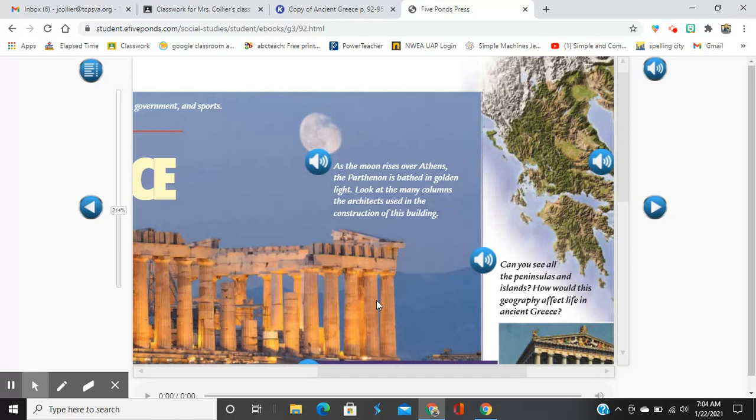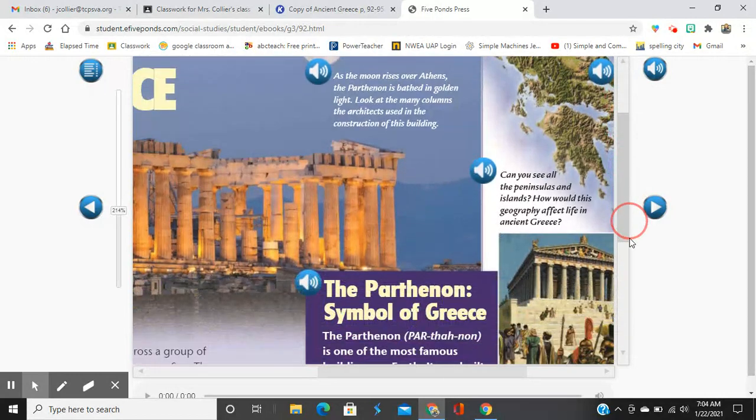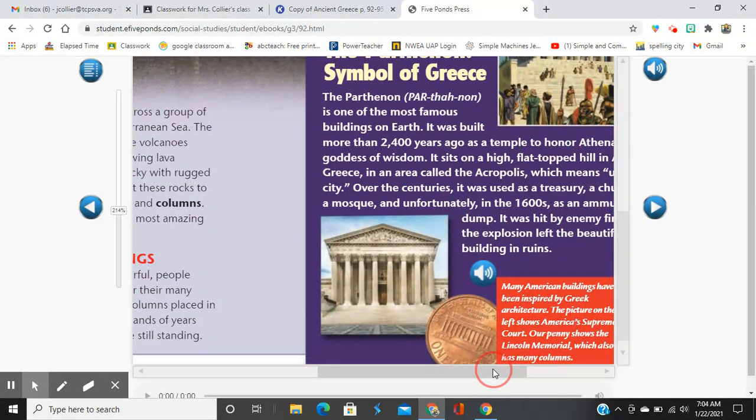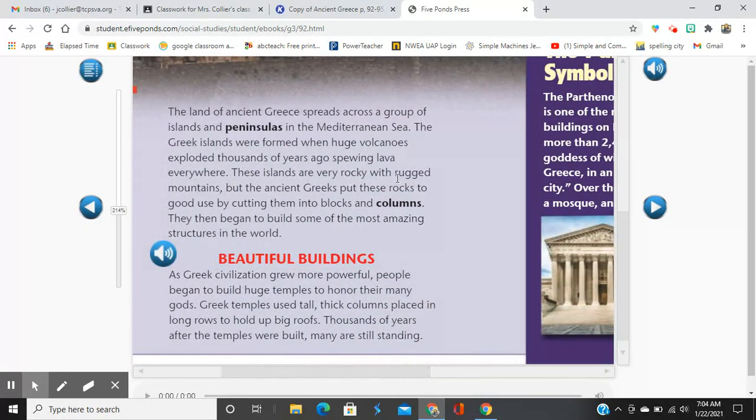And it told us that they made the columns by cutting out the rock of their mountains. It says the islands were very rocky and rugged mountains, but they put the rocks to good use by cutting them into blocks and columns.